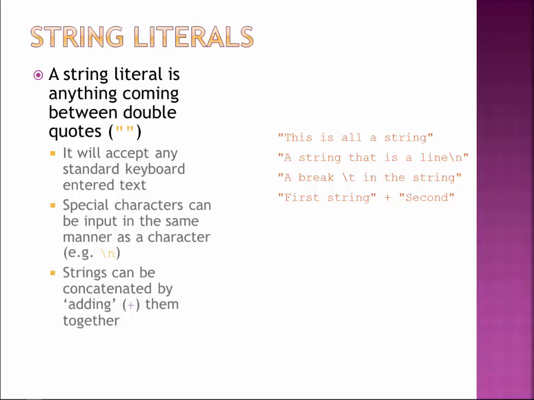One of the things we want to point out is a string literal. A string literal is anything that comes between double quotes. So you can see this is a string. It's a string with a line break at the end. \n at the end is a special character in Java that shows a new line. The third one's a line with a tab. So when you see the \t, that's a tab character. I can concatenate two strings, first string plus second string. That's still string literals added together.